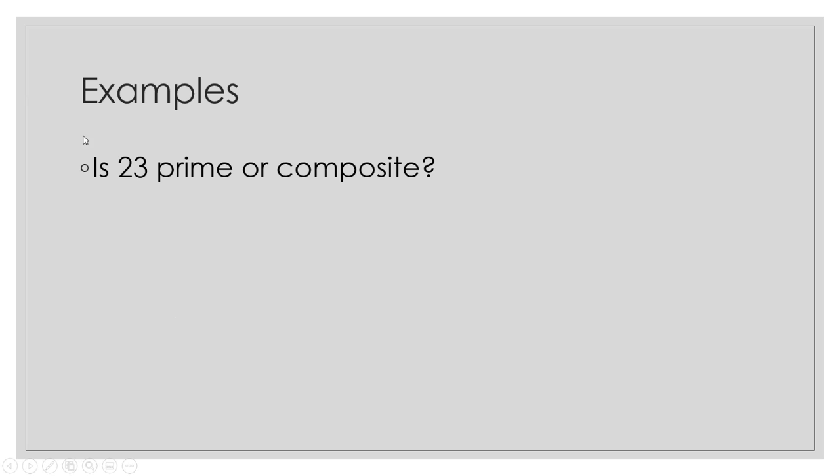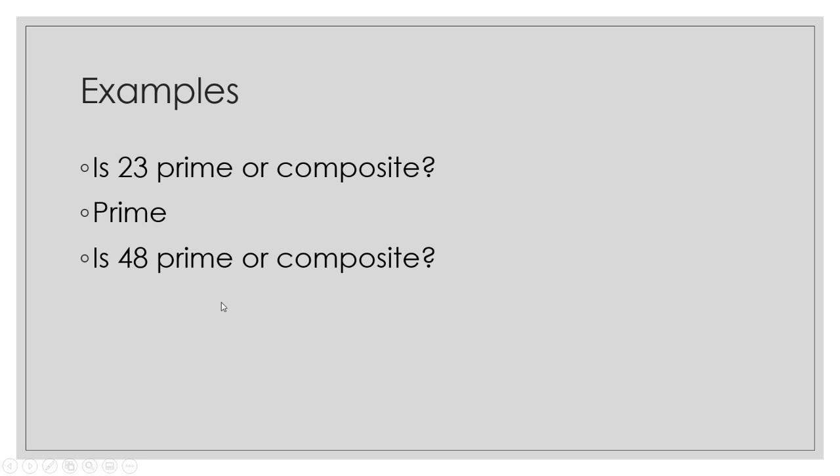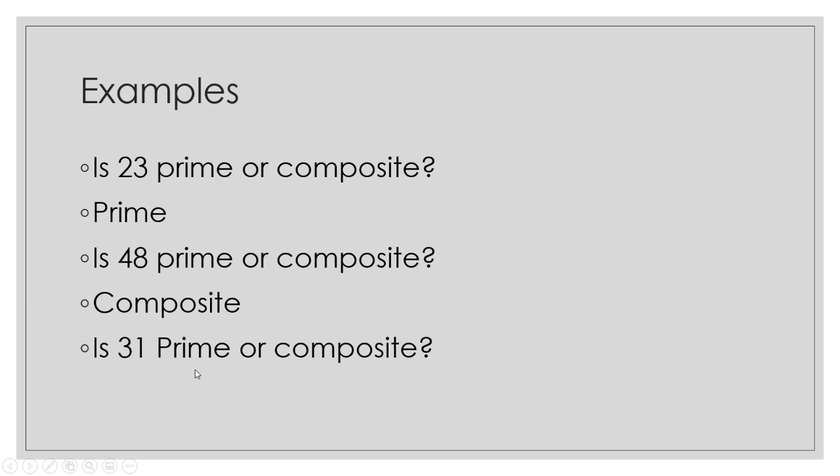Examples: is 23 prime or composite? Prime, it's only divisible by 1 and 23. Is 48 prime or composite? Composite, it's divisible by 2, it's divisible by 4, it's divisible by more than just 1 and itself. Is 31 prime or composite? It is prime, it is only divisible by 1 and itself.